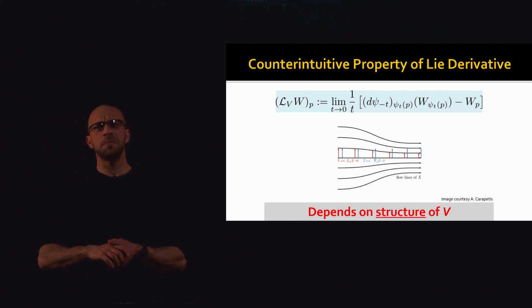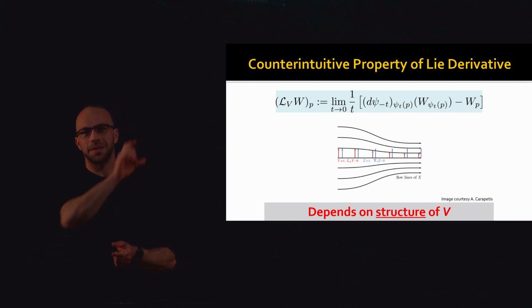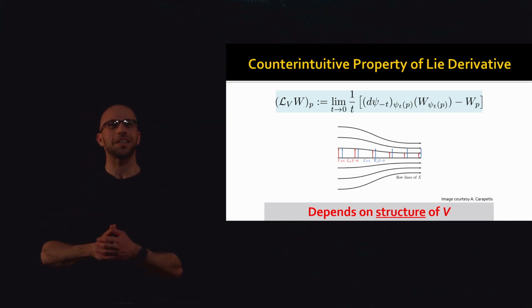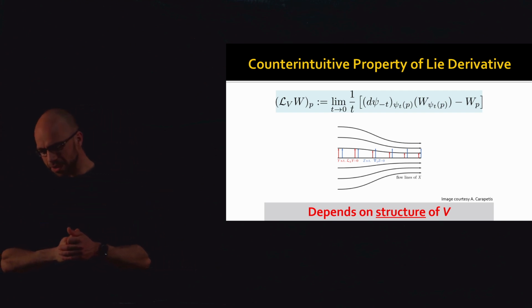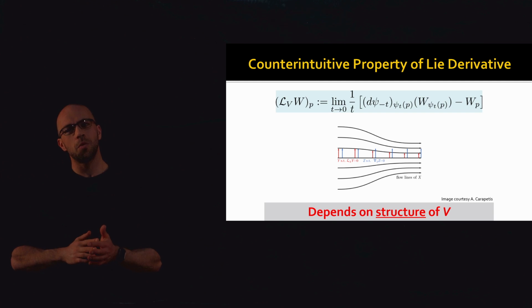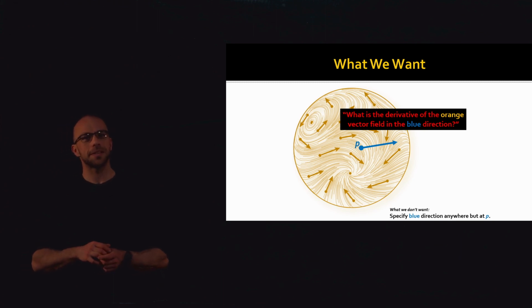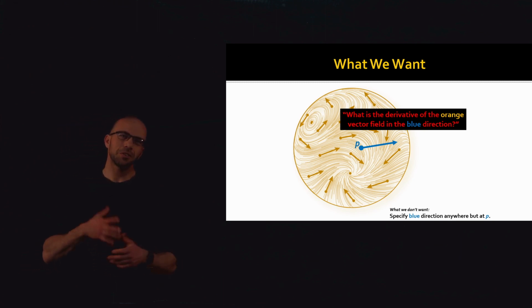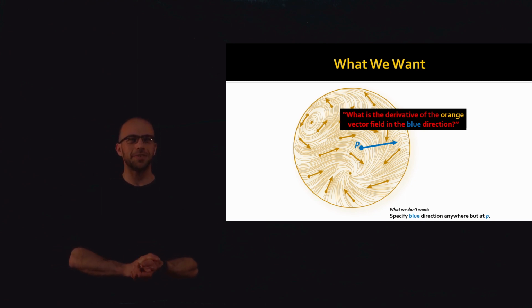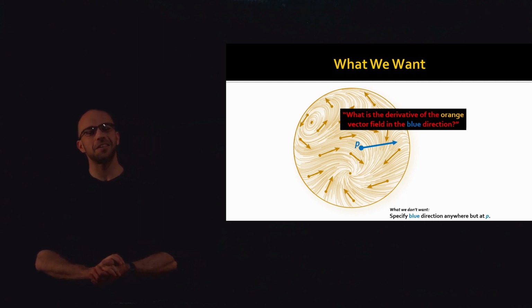And so kind of motivated by this weird property that even constant fields might not have zero Lie derivative if the field V here is converging or stretching or whatever, that leads to one motivation for why we might want the covariant derivative. A different motivation related to something else we wrote on the slide is that usually when we think of derivative, what we're really thinking of is, what is the derivative of the orange field in the blue direction, right? Like that kind of a question.